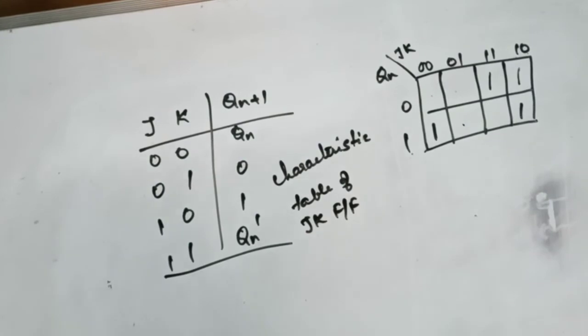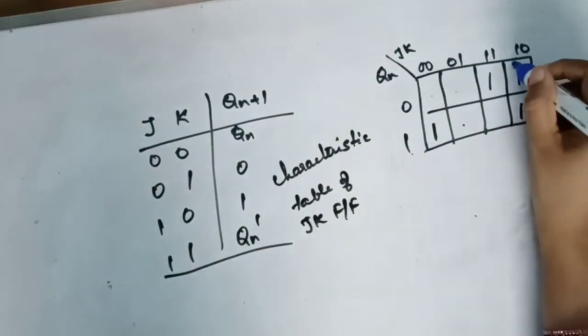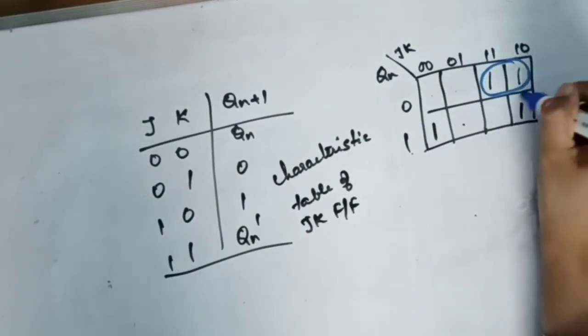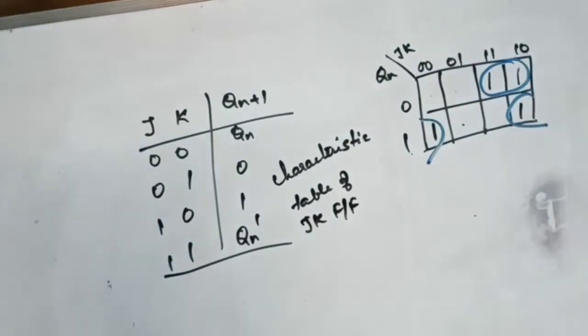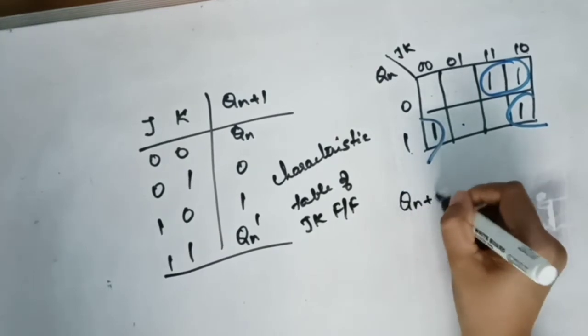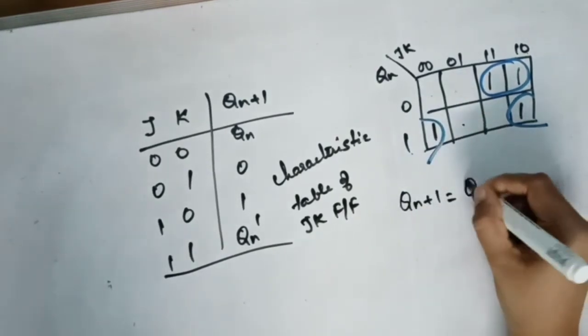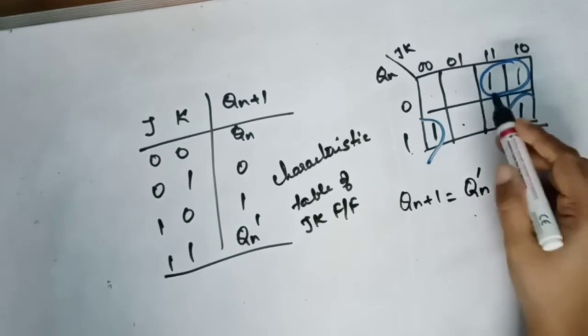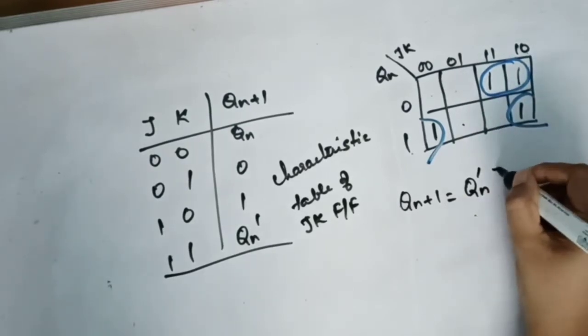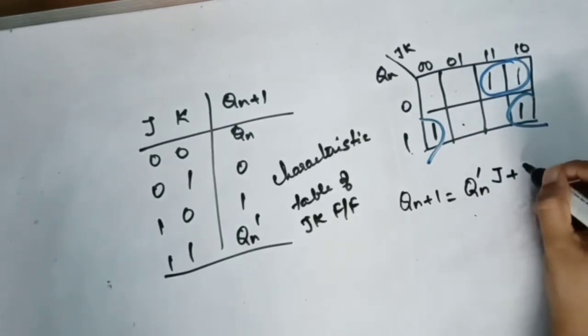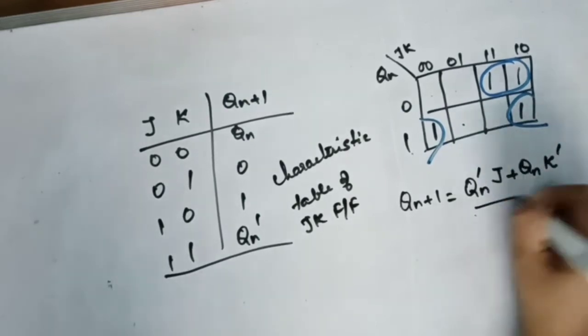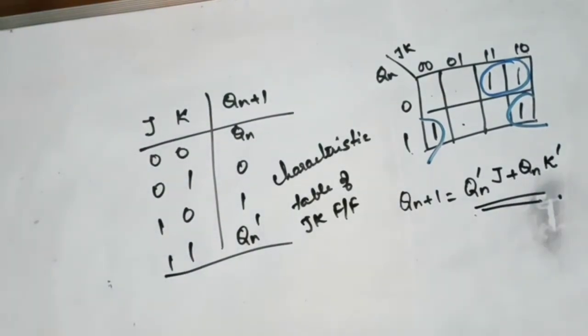So if you simplify this, this is the truth table for Qn plus 1, and you get Qn plus 1 equal to Qn bar J plus Qn K bar. So this is the characteristic equation of the JK flip-flop.